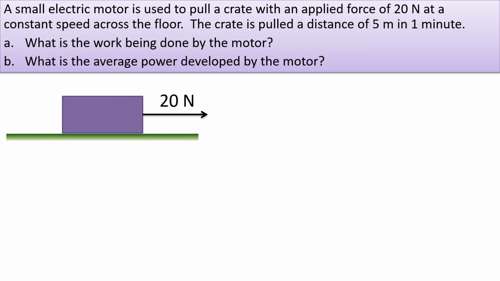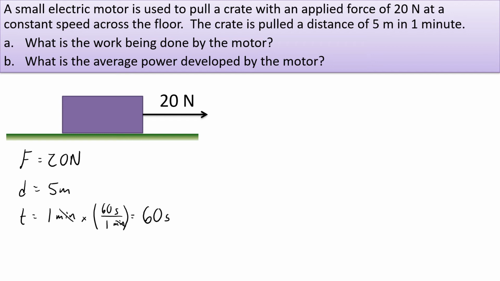So I'm going to start by writing out the given information. The force applied is 20 newtons, and it's pulled a distance of 5 meters in a time of 1 minute. Now, if you left this in minutes, that's no good. You got to change it to seconds. So I'm just going to do it the long way. I know you know how much 1 minute is equal to. It's equal to 60 seconds. But if you wanted to show that, boom, okay? What is the work being done? And then what is the power?